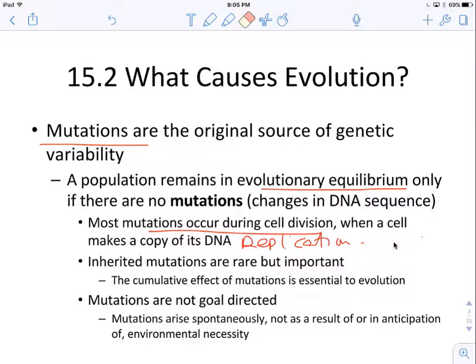My stylus broke, my fine point stylus. I've got to get more points for it. Replication, S phase. There we go. Okay.